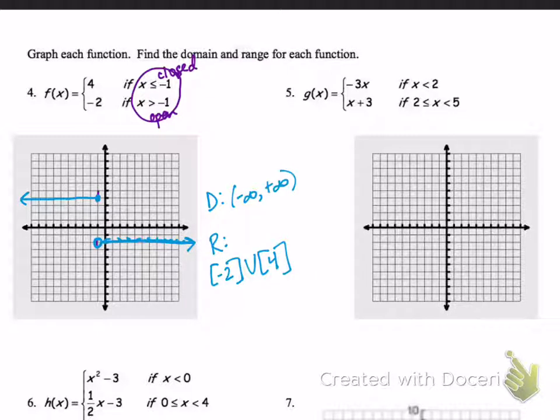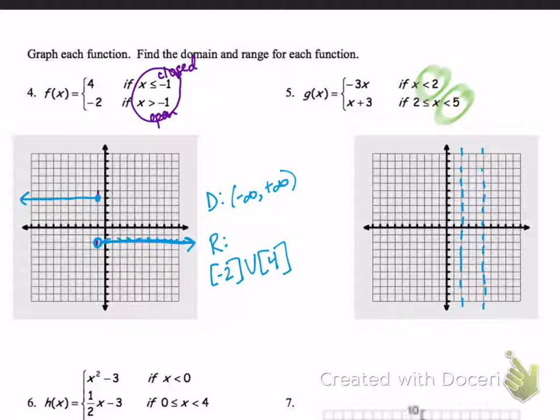So if we look at number 5, I have 2 different functions, but now they're linear. So it's not going to be nice little horizontal lines now. So what I'm going to do first, I have 2 domain restrictions, 2 and 5. So I'm going to draw 2 vertical dashed lines, one at x equals 2 and one at x equals 5, because that's where I know when to start and stop.